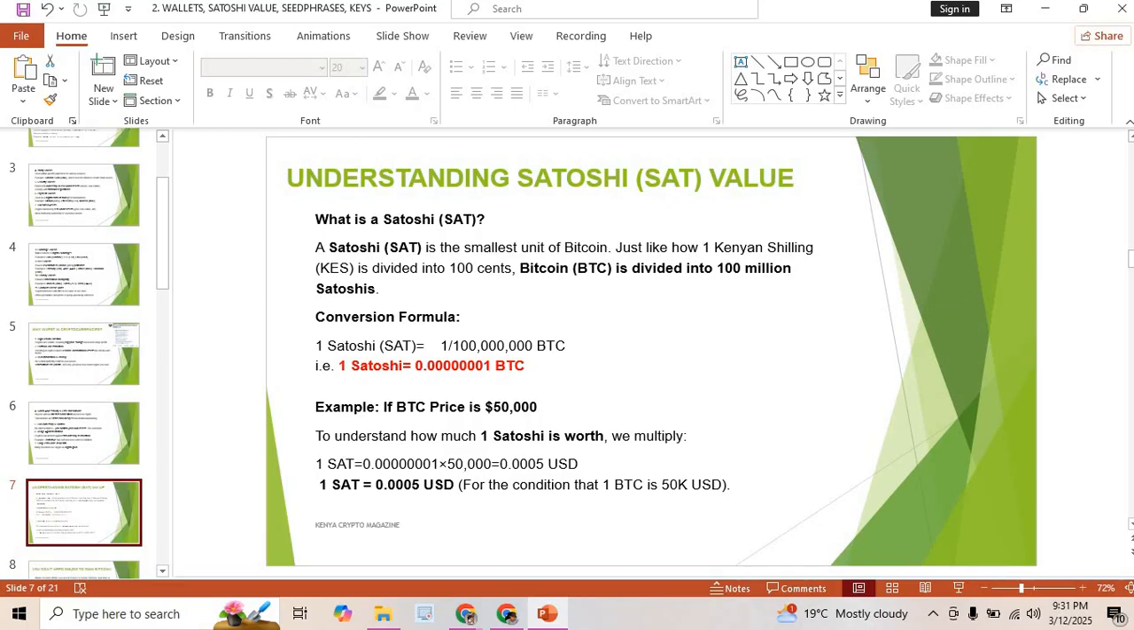Perfect. So moving on to the next part of this class, we want to understand the Satoshi value. Someone guess where this name came from? Anyone who can give it a guess? Satoshi value. Who can guess where this name came from?